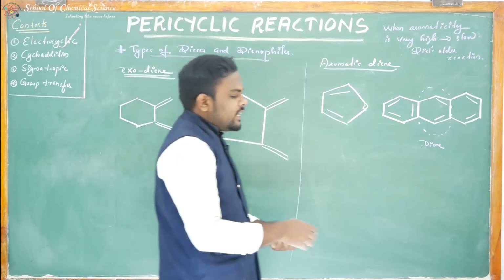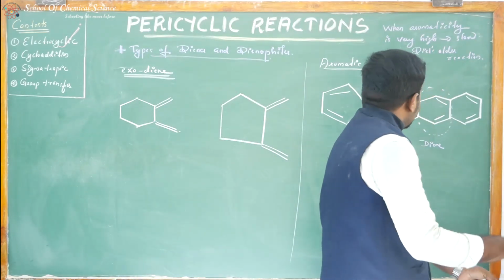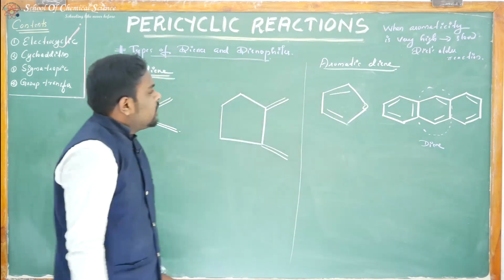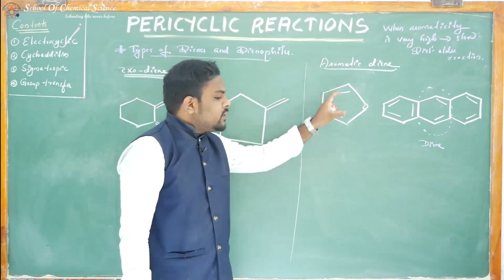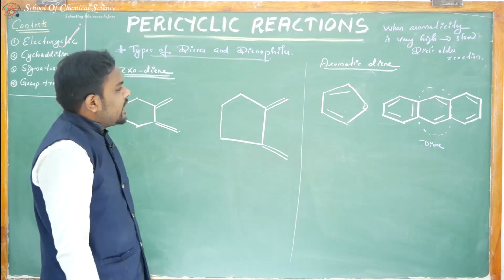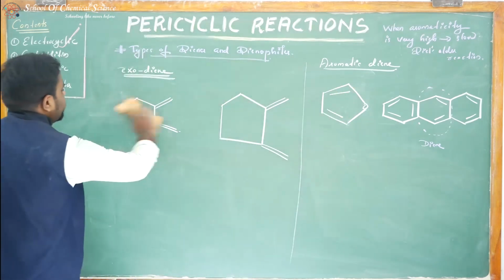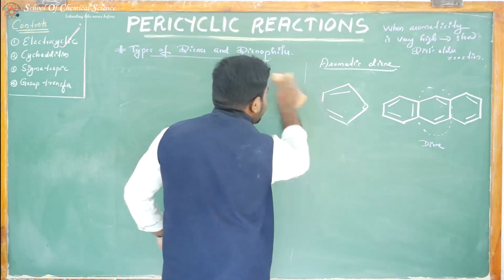So we have acyclic dienes, cyclic dienes, then aromatic dienes, then exodienes. In aromatic dienes, which are the typical examples? First one furan, and this is anthracene. Then some special dienes.